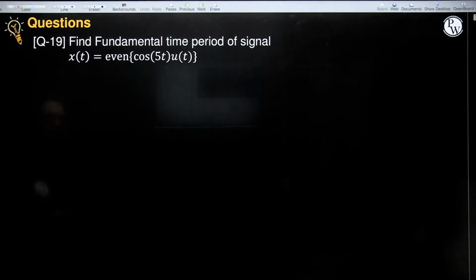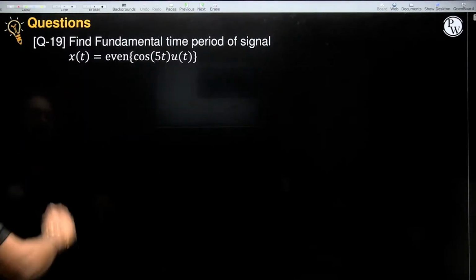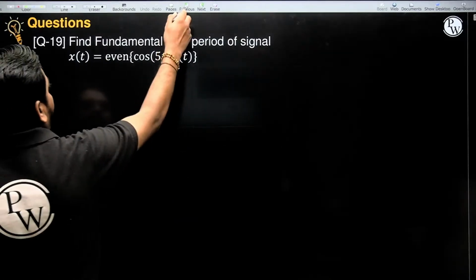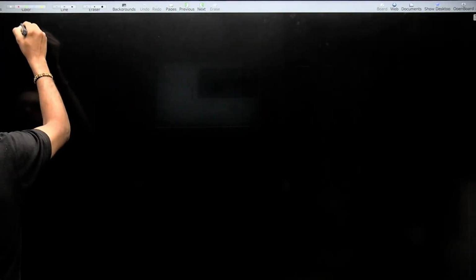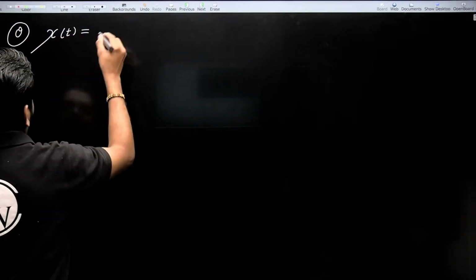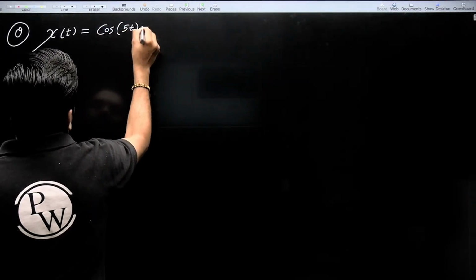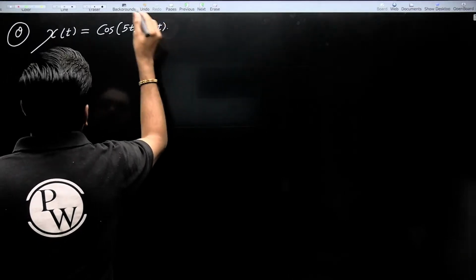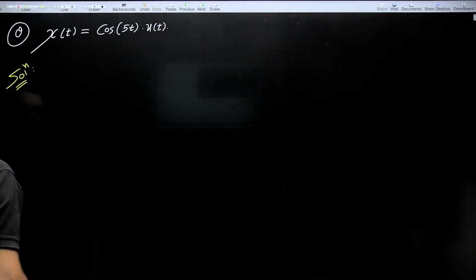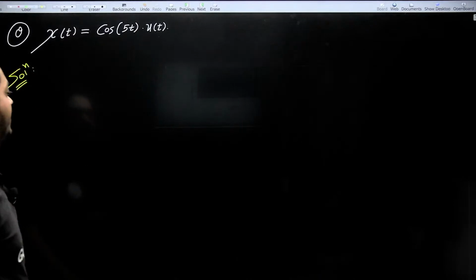Find the fundamental time period of the signal x of t is equal to cos 5t into u of t. Now see, tell me, here I am giving one question. Suppose x of t is equal to cos 5t into u of t. Tell me whether this is periodic or aperiodic. Now u of t is multiplied here, guys.